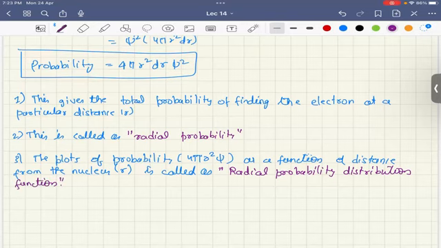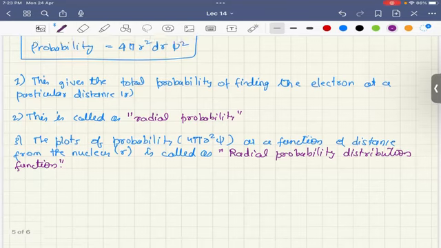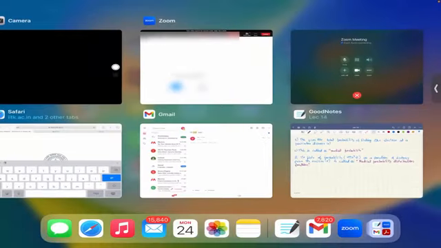It is clear that the radial probability distribution function graphs depend not only on the probability density but also on the volume of the shell. The probability density, that is psi square for 1s, is maximum at the nucleus and it goes on decreasing with distance. However, the volume of the shell goes on increasing with increasing distance. The product of probability density and the volume of the shell gives the radial probability distribution function. So we can understand this from these plots.